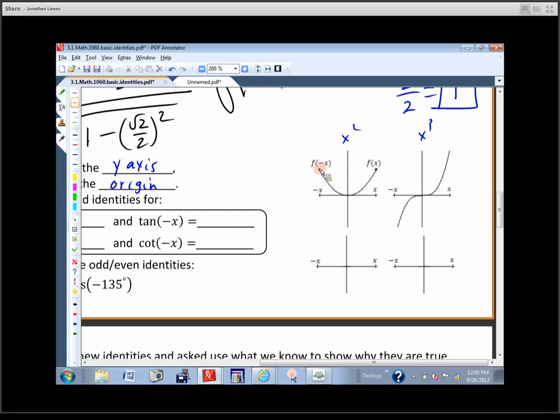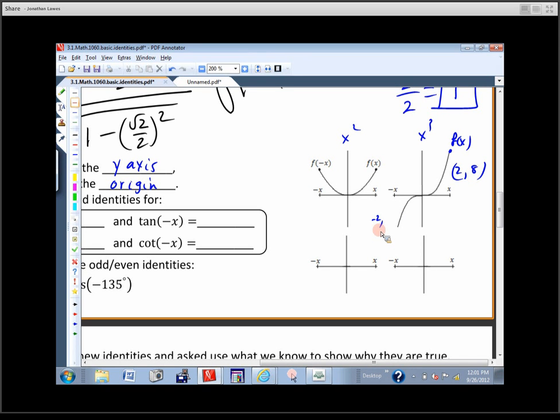Now odd is a little bit different. If I go over here and I get f of x, let's say I go over to 2. That means I'd have 8 on the graph, right? 2 cubed is 8. What happens if I go over to negative 2?